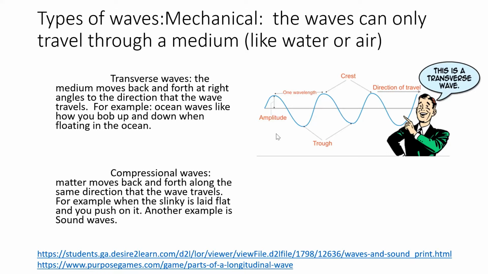You can also have compressional waves where the matter moves back and forth. So if you're in the ocean and that wave comes in from the east, then you move toward the west and then back to the east. We laid the slinky out on the desk and we made a compression wave in the slinky. You can see there where the parts of the slinky get closer together and further apart. And sound waves are an example of compressional waves.